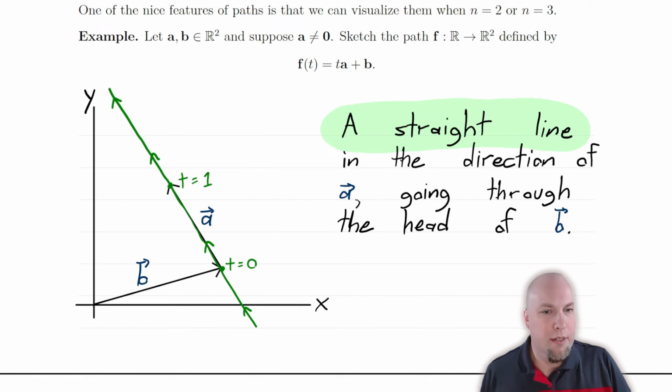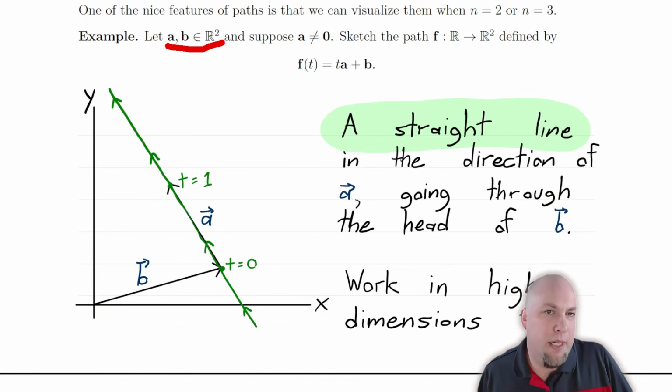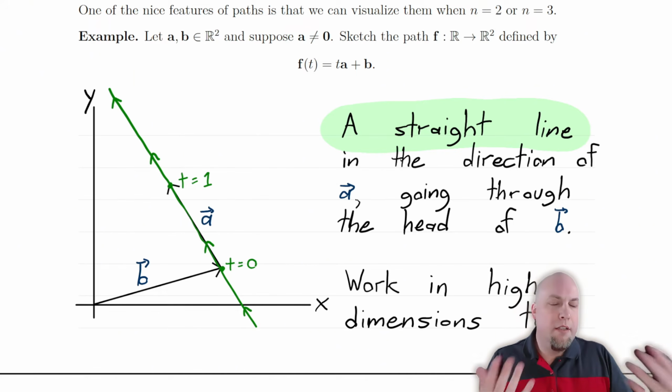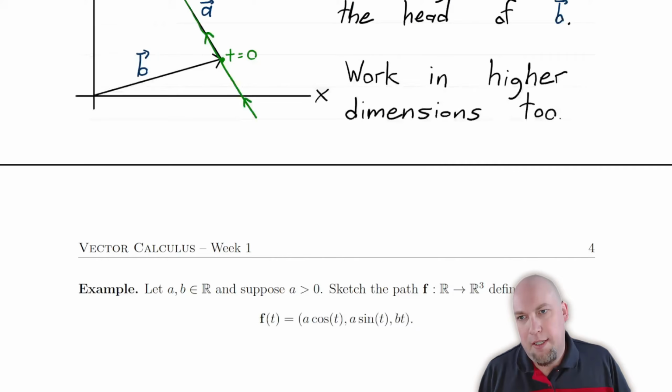All right, and I should note that, even though we've drawn the picture here in 2 dimensions, this works exactly the same in higher dimensions. You have this exact same interpretation. If you have this function, except a and b aren't in R2 anymore, maybe now they're in R3 or R7 or whatever dimension you like, still, this formula gives you a straight line in the direction of a going through the head of b. Let's do another example.